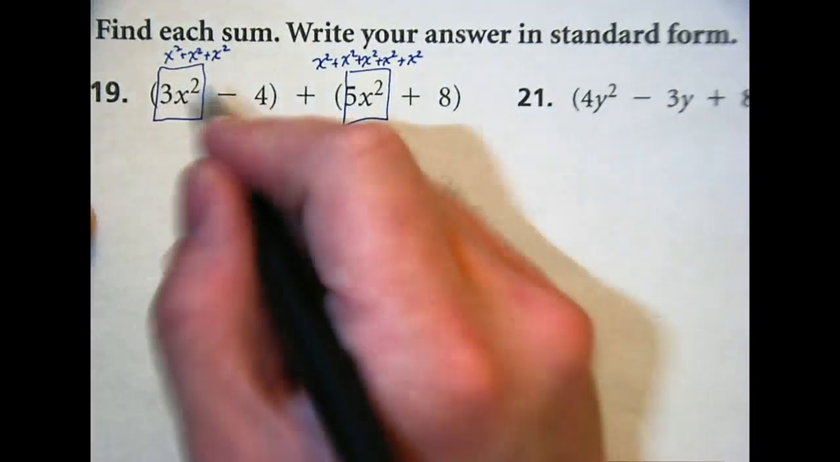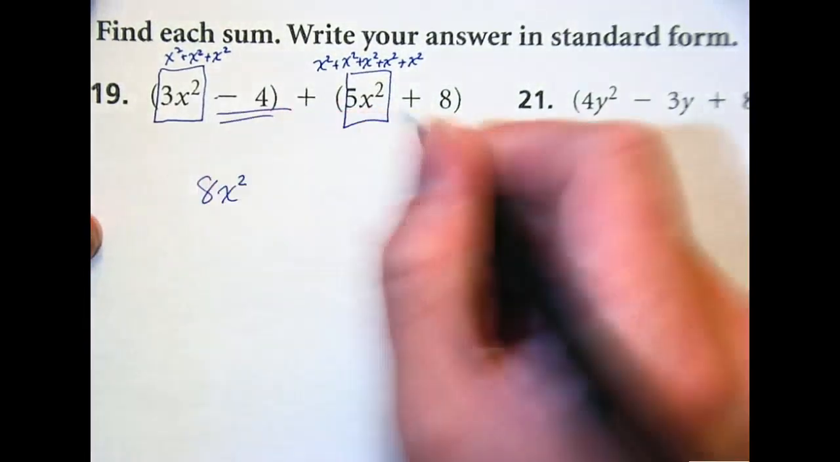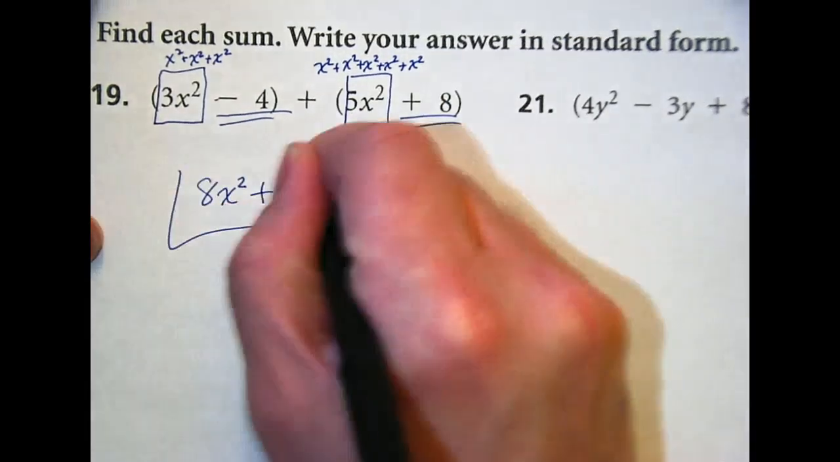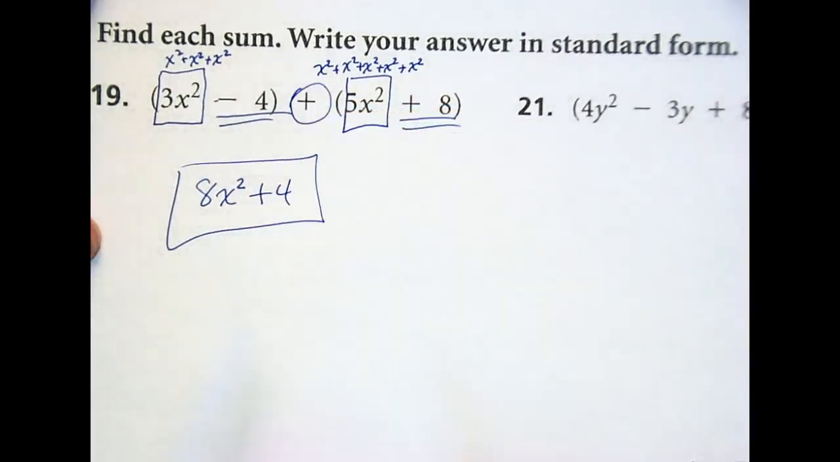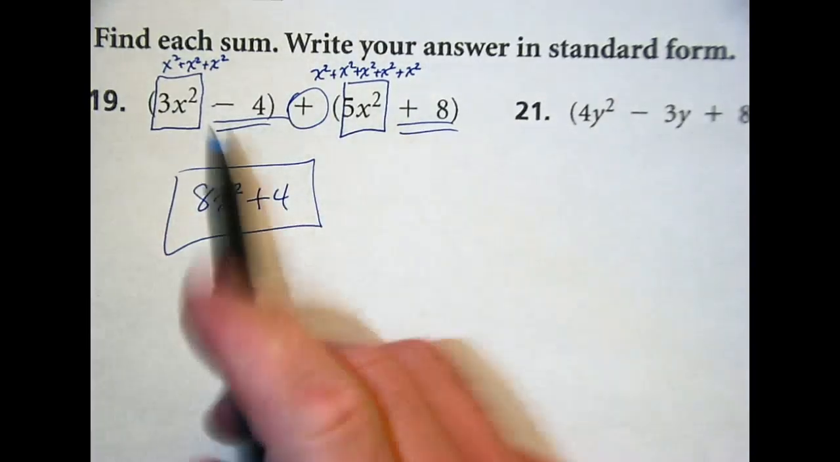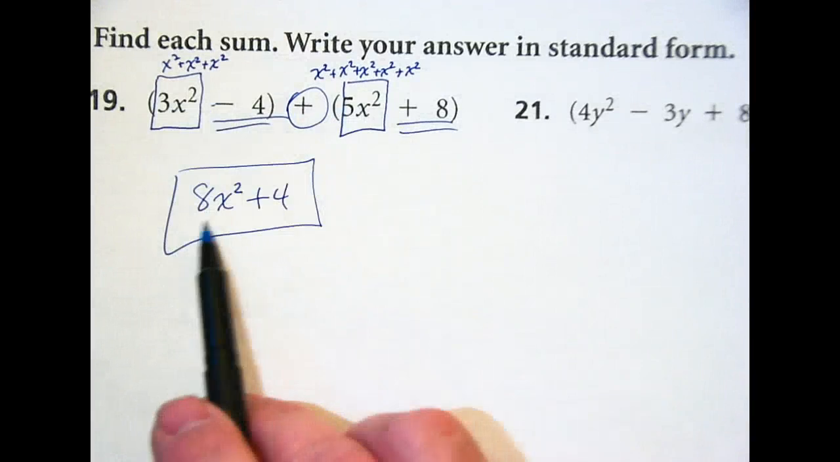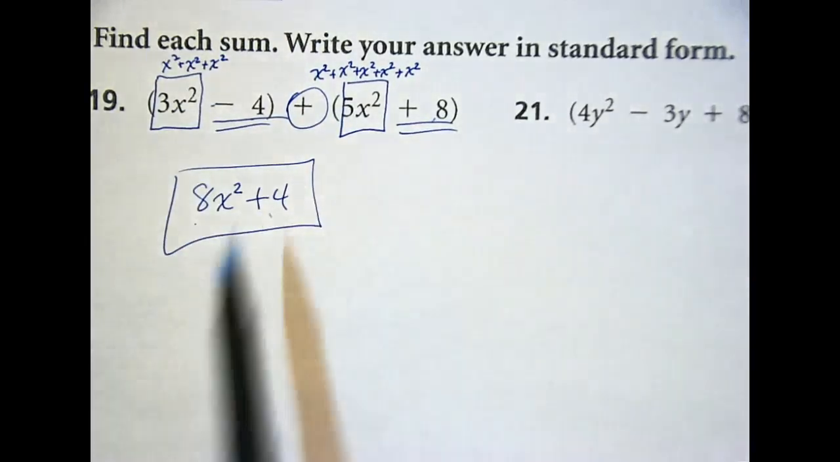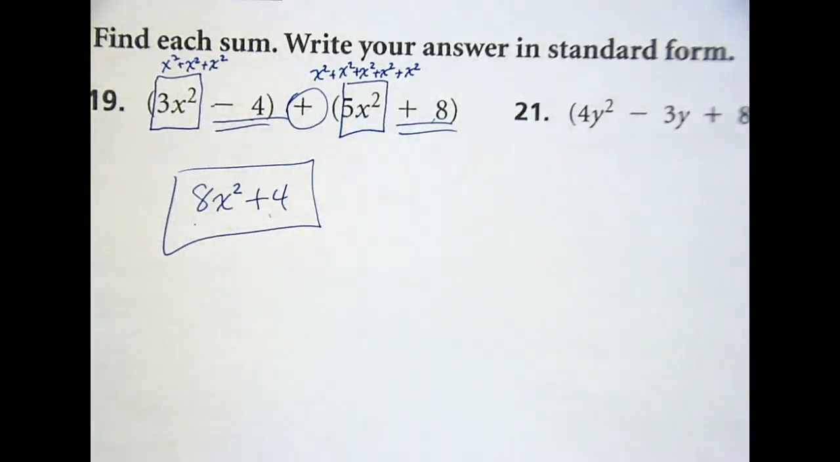All right, and then you have negative 4 and positive 8, which is positive 4. Okay, notice the addition sign in between. That's what's causing that. All right, don't multiply them. Don't subtract them, just adding them. 3 plus 5 is 8. Negative 4 and 8 is positive 4. You add your like terms.